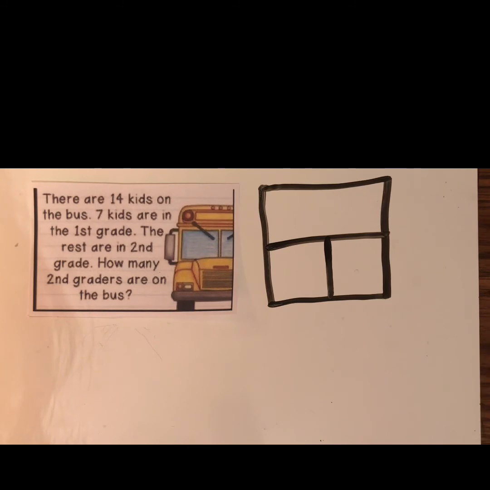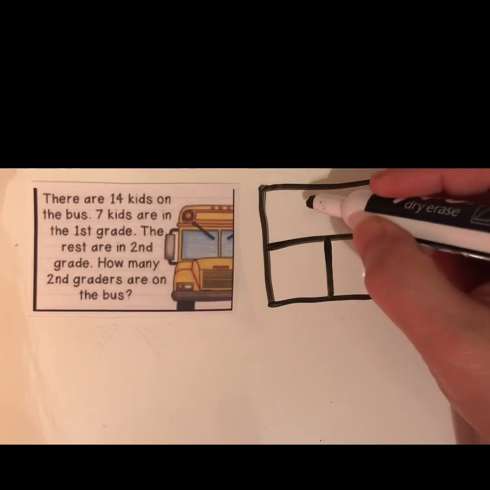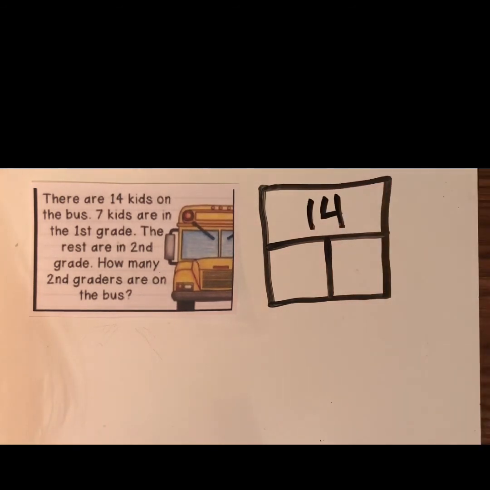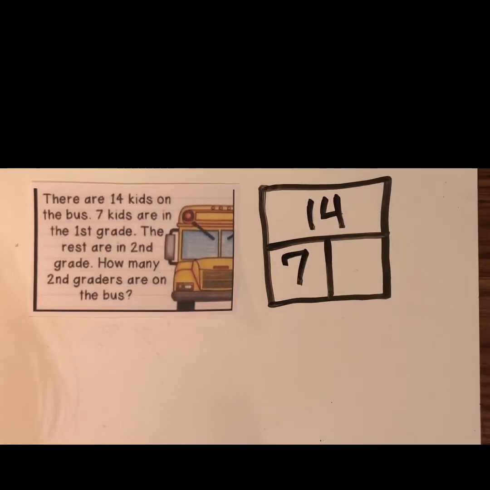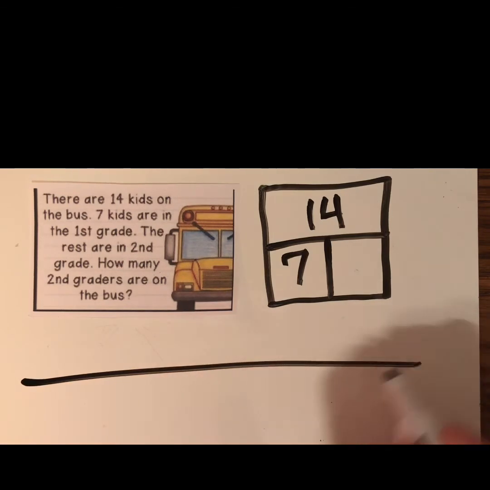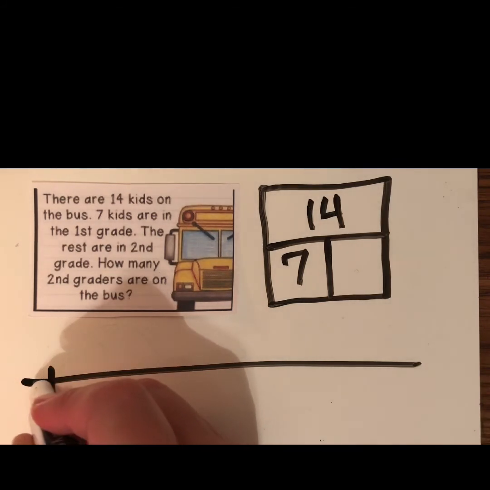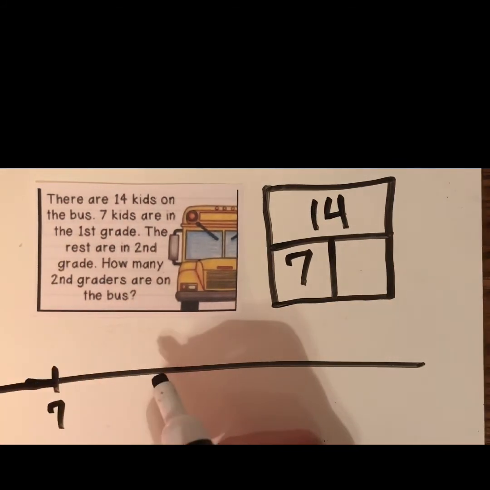Let's see if you figured it out. Do I know the total? Do I know the whole? How many kids are on the bus? I know there are 14 on the bus. Of those 14, I know that 7 of them are in first grade. And all the rest, up to 14, are in second grade. So I know up to 7. These are first graders. All these 7 kids are first graders.